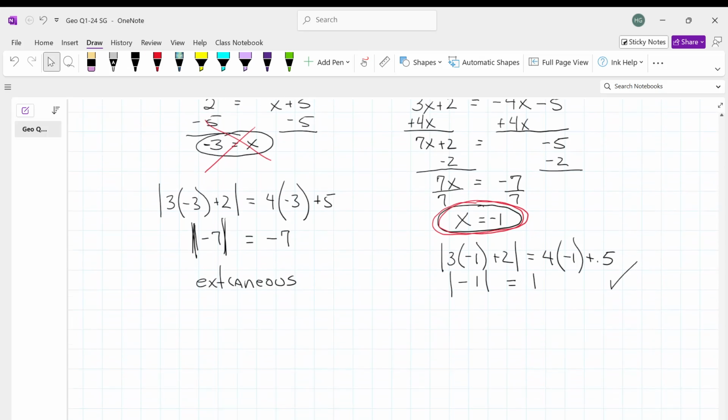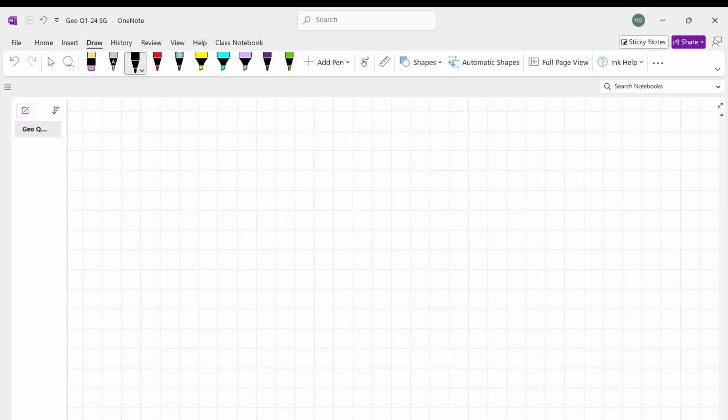All right, second part of your notes. We're going to be solving the absolute value of an expression, or A, being less than a quantity. Absolute value less than a quantity. So if we have something like the absolute value of 2x minus 1 is less than 5.